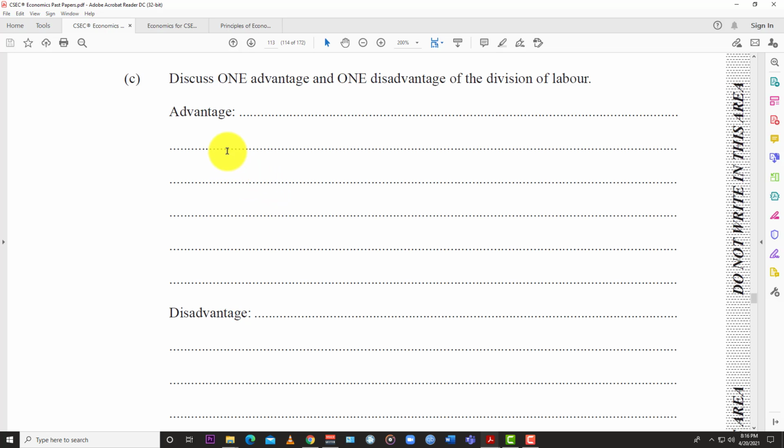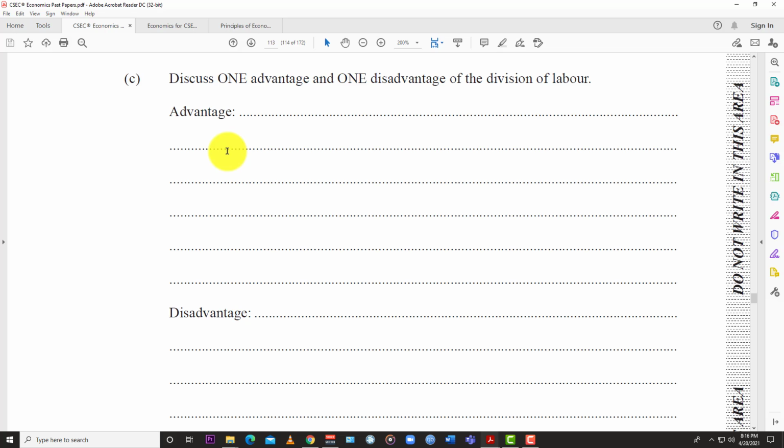So one advantage, of course, is persons become more expert at their job, at their specified job. They become more expert at it. They become more efficient because they know this process like the back of their hand. Right? They are so familiar with this process that they become more efficient. They find ways to cut down time, to become more productive, things like that. So that's one advantage of division of labor.